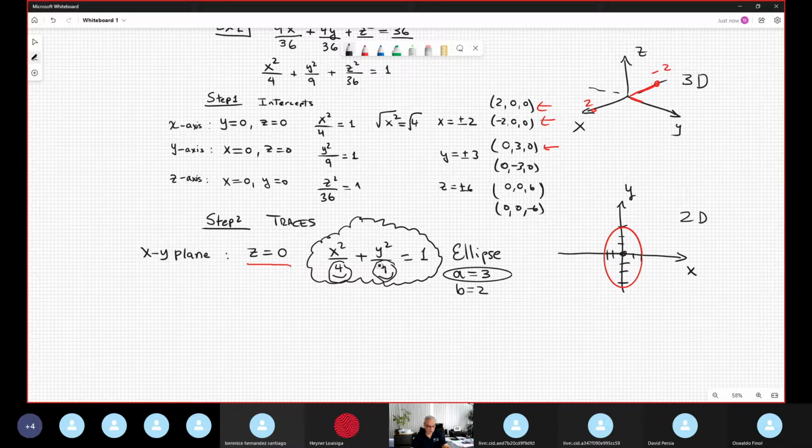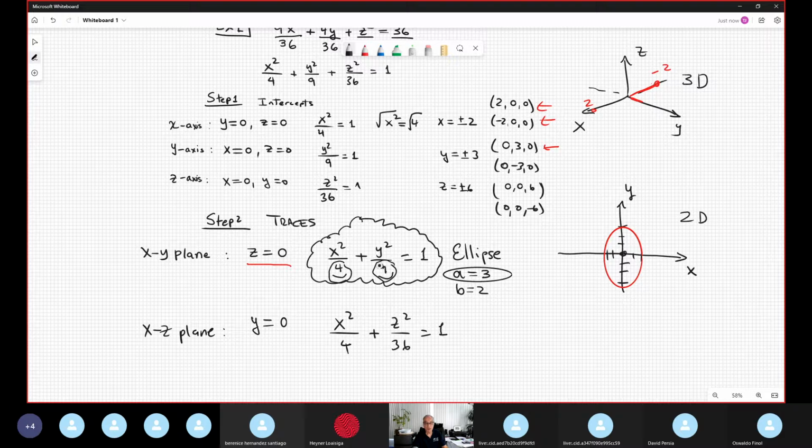Okay, for example, another trace is y = 0. I declare y = 0. What does y = 0 mean? The xz plane. Is y = 0. Entonces my equation looks like that: x squared over 4 plus z squared over 36 equals 1.